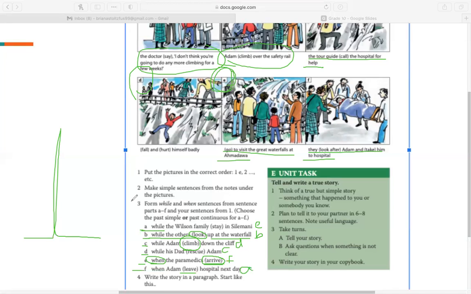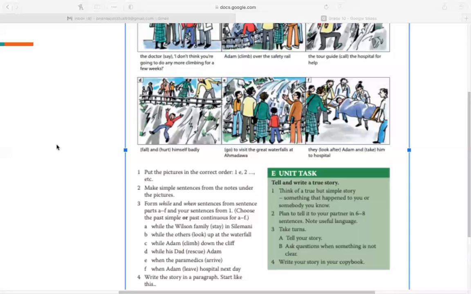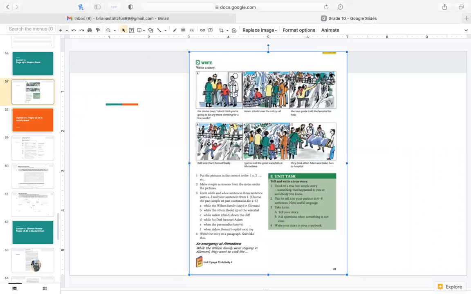If you want, you can write it down in your notebook so you can practice it that way too. When we have Zoom class or when we're in class again, we will practice telling our own stories. This is a very interesting story, but it ends well because he did not hurt himself too bad.